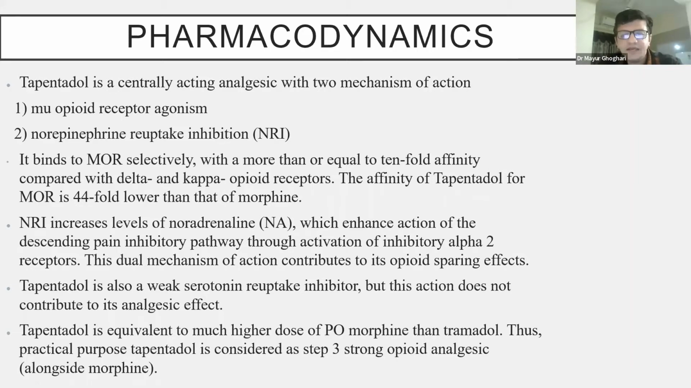The opioid dose requirement is less, as it is also affected at the norepinephrine reuptake level. So opioid analgesics must be required at the lowest concentration. Tapentadol is also a weak serotonin reuptake inhibitor, but this action does not contribute to its analgesic effect. Tapentadol is equivalent to a much higher dose of oral morphine than tramadol. Thus, for practical purposes, Tapentadol is considered a step 3 strong opioid analgesic. Tapentadol is 3 to 4 times less potent than morphine.